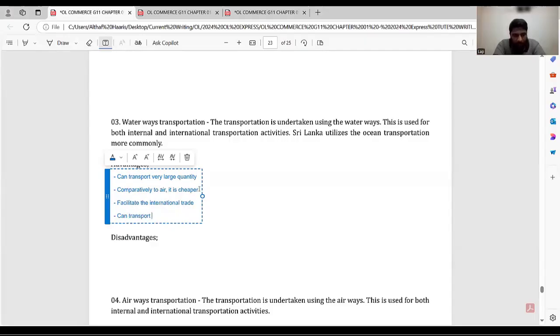Can transport heavy items. Like if you want to import a train, you can't put it on the plane and bring it. You have to put it on the ship. You want to bring a train, you don't know how much weight. Big machines, huge machines. Even certain aeroplanes they are bringing through the ship only. Can transport heavy items.